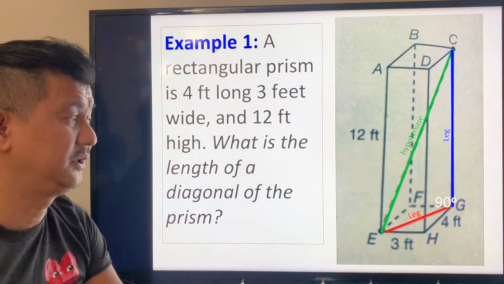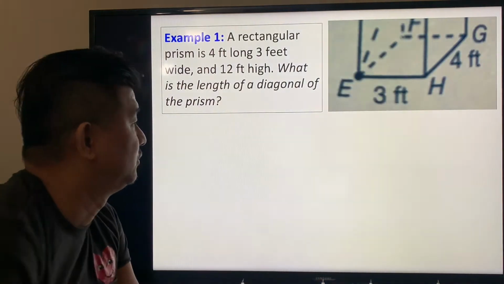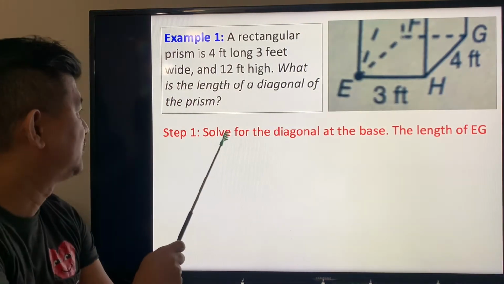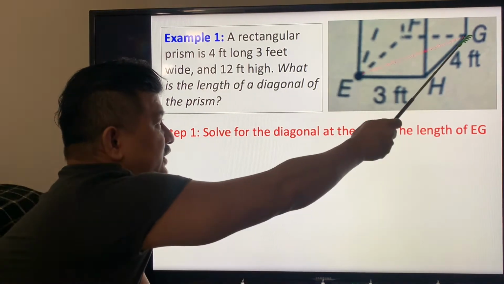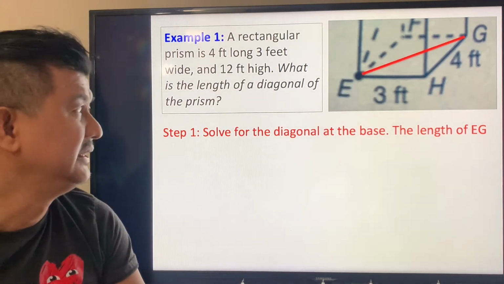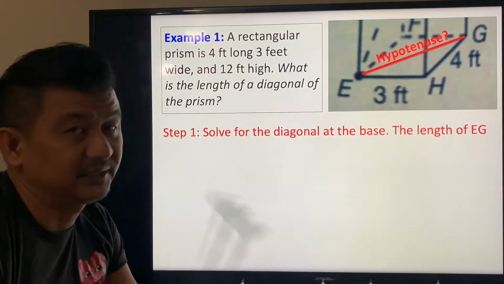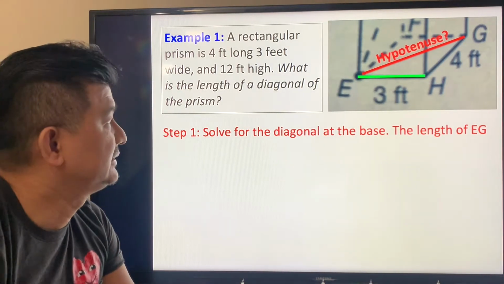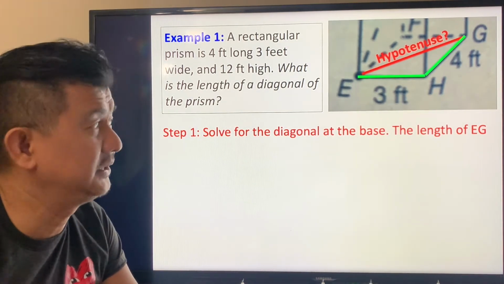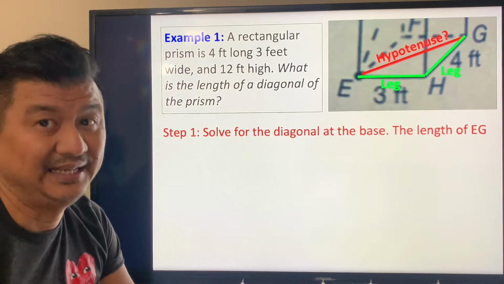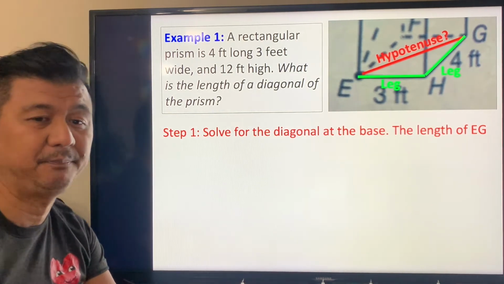And we know that's going to form a 90-degree angle. It is a right triangle. So, at the bottom, we need that line below. We solve for the diagonal at the base, the length of EG. That's the red line. To solve for that, we know that that is the hypotenuse, and that 3 feet and that 4 feet also form a right triangle. Those are the legs. So once I know the dimensions of two legs, I can solve for the hypotenuse.